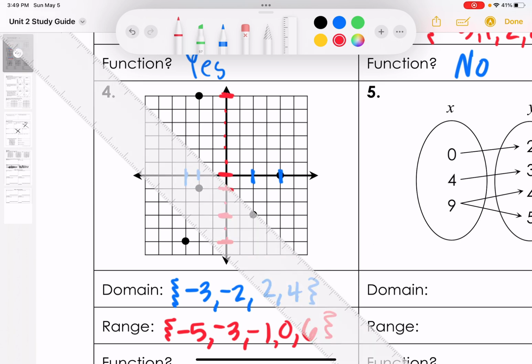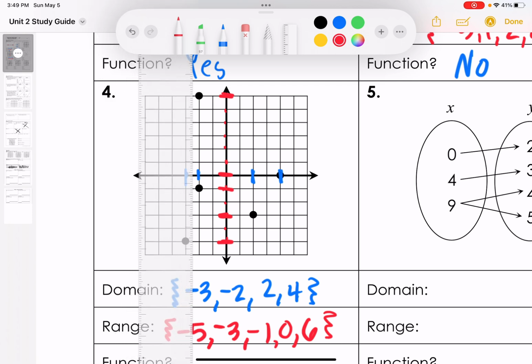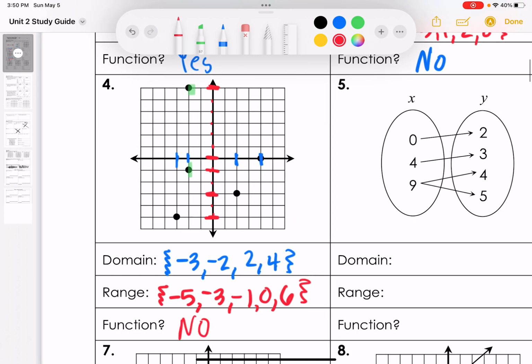So I'm going to take my pencil, or in my case, a ruler, and I'm going to scan it across the graph, and if any of those dots hit my ruler at the same spot, then this would not be a function. I'm actually going to do a different color so that you can see. So I have 2 points hitting right there, so this would not be a function.